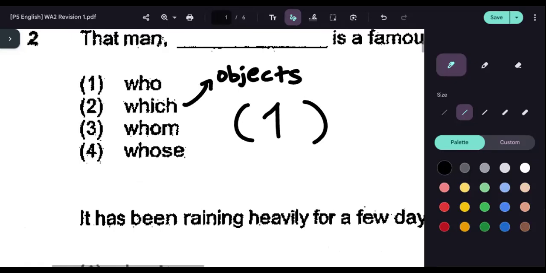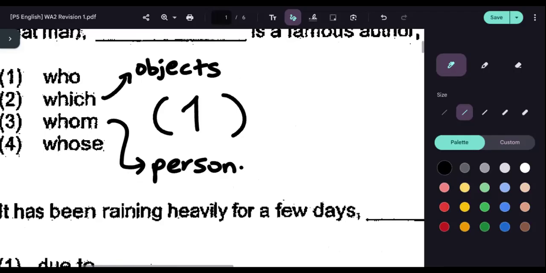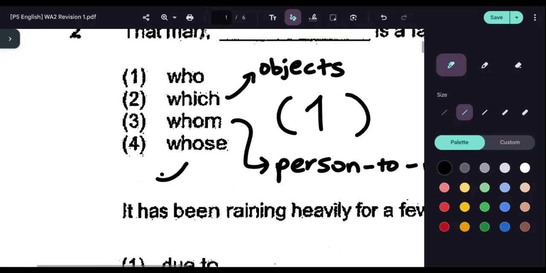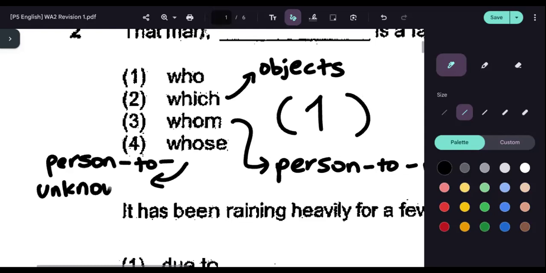Okay, whom is when you're referring to person to person, and for whose it will be person to unknown object. Okay, so because of this case, it will be number 1.